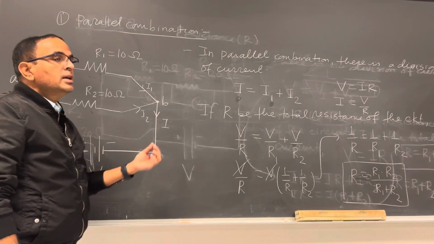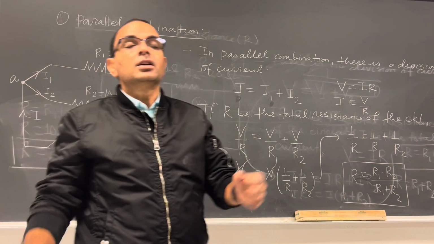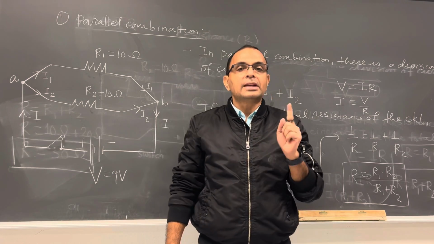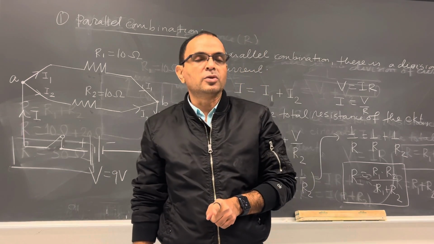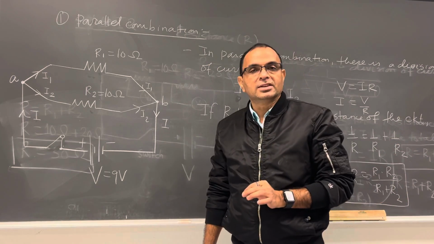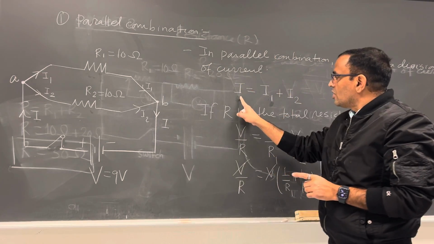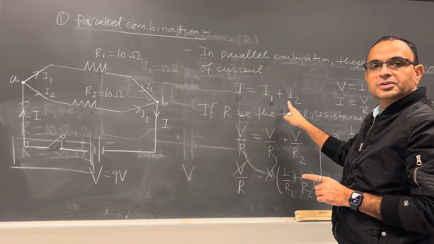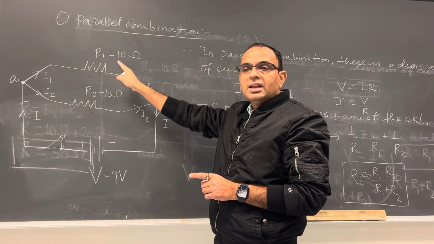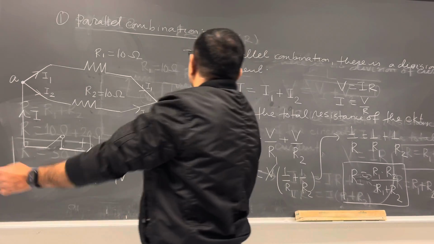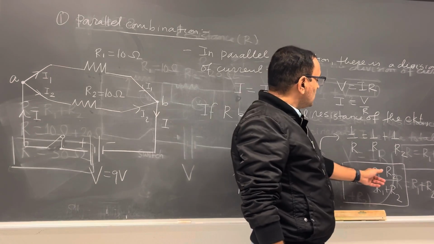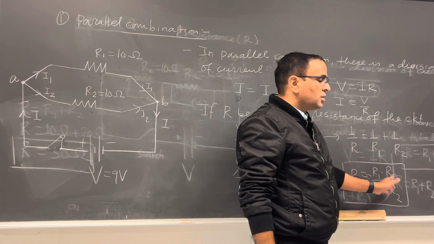So again, in parallel combination, you have the same potential difference across each resistor, okay, please don't forget. And you have a different current passing through each resistor. That means the total current is the sum of the individual currents, I1 plus I2, if you have two resistors like this. And let me show you. Here the total resistance in the circuit is R1 times R2 divided by R1 plus R2.